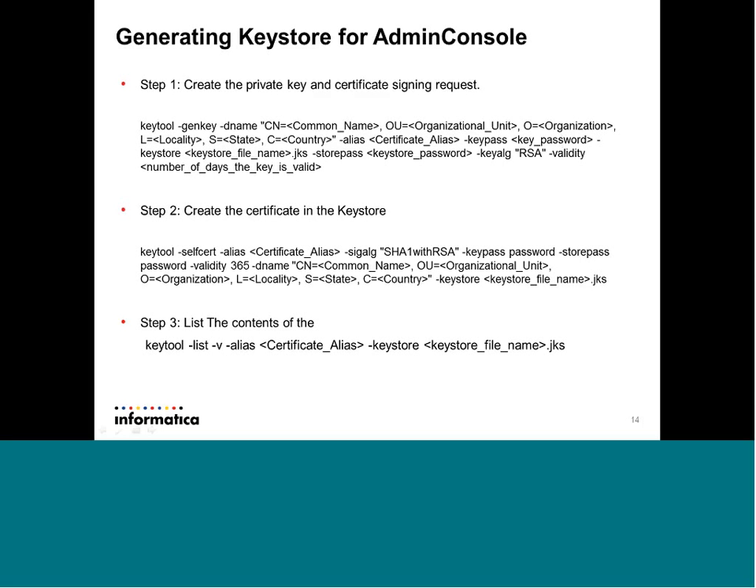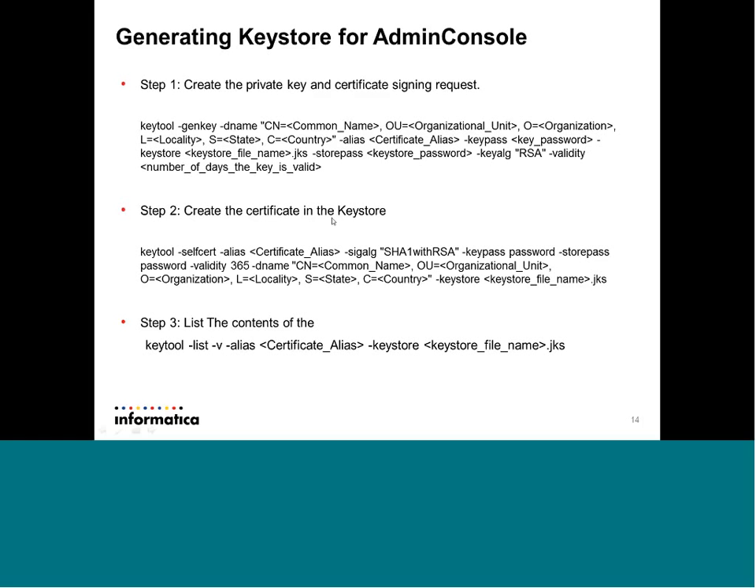Then the key pass, the password for the private key that we are generating, and the keystore file name. As I said, whenever we have it in angle brackets, that means that you can give any name for that option. So for admin console, you can give any name for the keystore file and the keystore file password. For the key algorithm, we recommend using RSA because that's the strongest available of the ciphers that we support. And validity would be the number of days that this key should be valid. Okay. So the first step creates the private key and the certificate signing request.